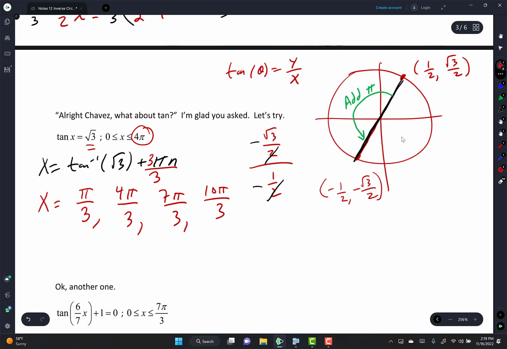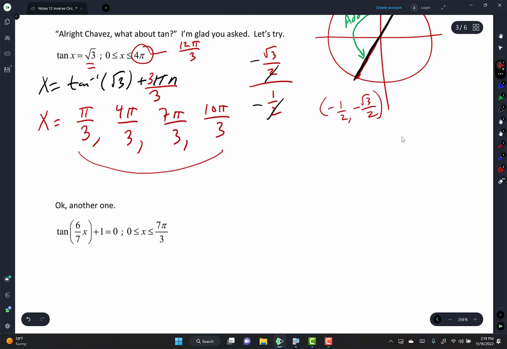And that is smaller than 4 pi because 4 pi, if I were to keep the denominator 3, would be 12 pi over 3. 3 goes into 12 4 times. So we're good. Those are my 4 answers. How do we feel? Nothing crazy, right? Pretty simple? All right. Let's look at this one.